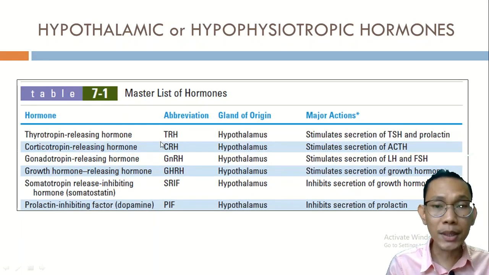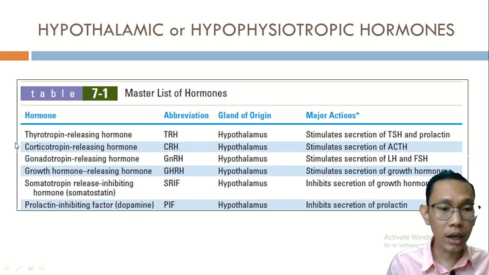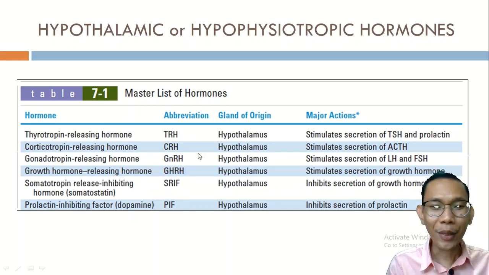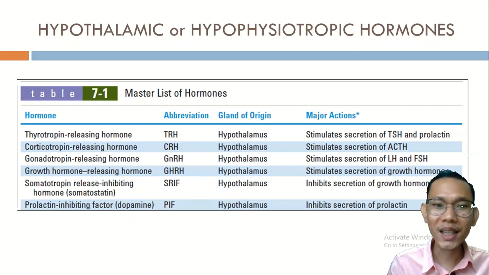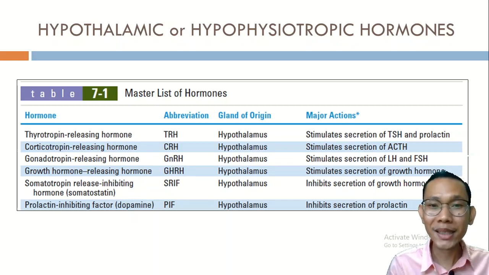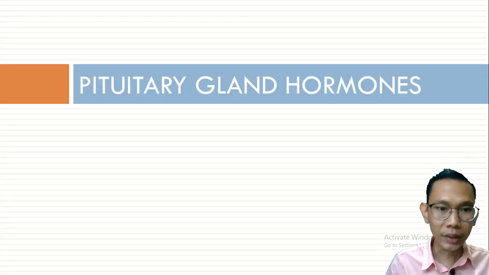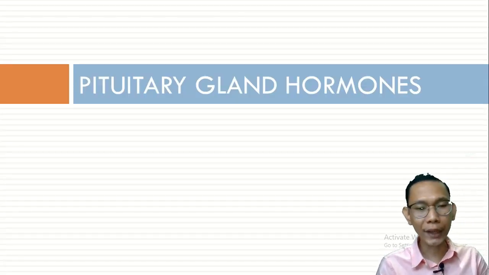So this comes from your Costanzo physio book. Basically, these are the things that we already discussed: your TRH, your CRH, your gonadotropin releasing hormone, your growth hormone releasing hormone, your somatostatin, or what we term as your somatotropin release inhibiting hormone, and your prolactin inhibiting factor. So basically, it's just the same. Medyo paulit-ulit lang ating handouts kasi the more na pinapaulit-ulit natin na dinidiscuss, the more na-memorize at mas lalo nyo naintindihan. Okay? Now, let's proceed with your pituitary gland hormones.